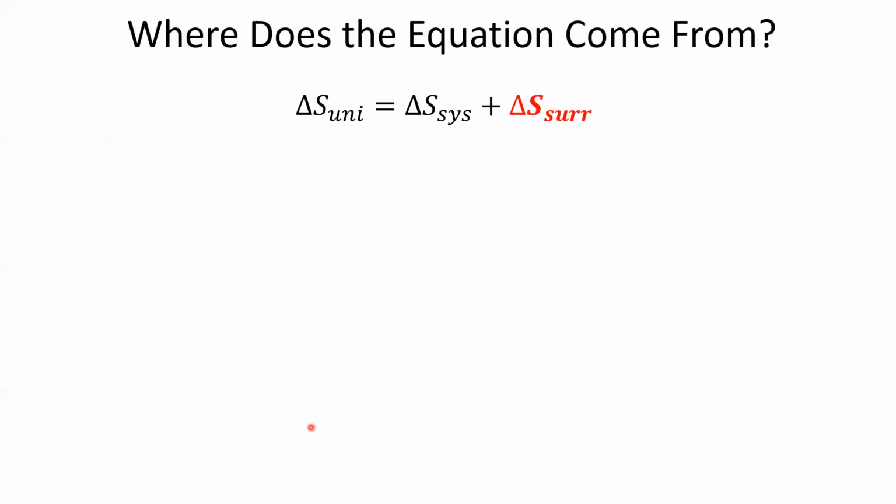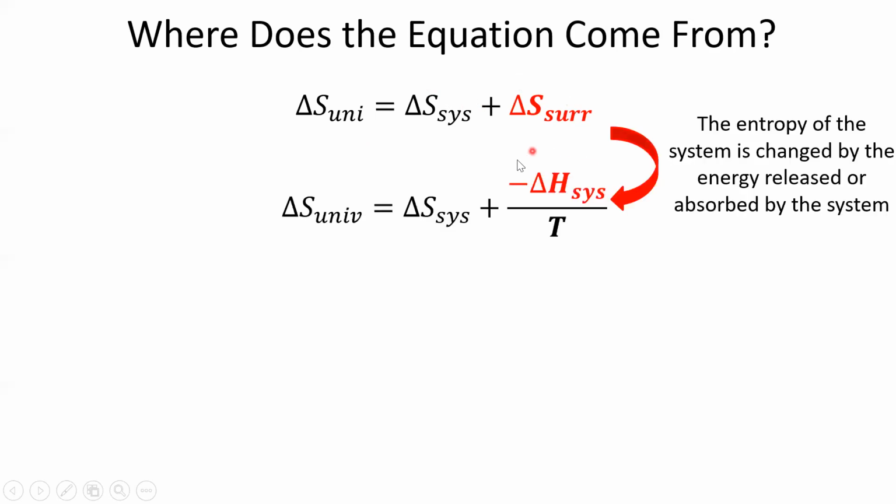So where does it come from? Although you're never going to be asked to derive it, I do want to kind of show you that it is related to other equations. So if we were to look at our entropy for the universe equation, we know that the entropy of the universe equals the entropy for the system plus the entropy of the surroundings. Well, the entropy of the surroundings is equal to negative delta H of the system divided by our temperature. So we can just do a substitution here.